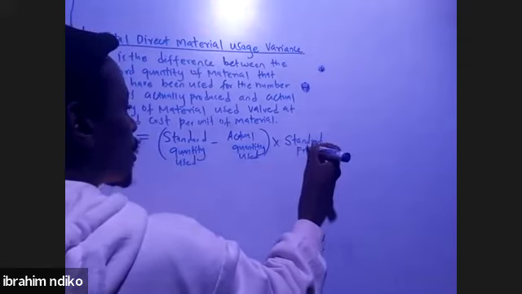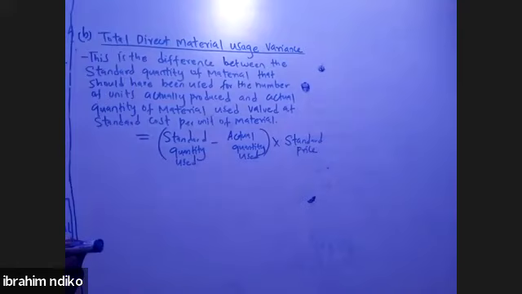We multiply it with the standard price. So that is all about it. So A and B. So that marks the end of total direct material cost. Now we need to remember another formula for this one.